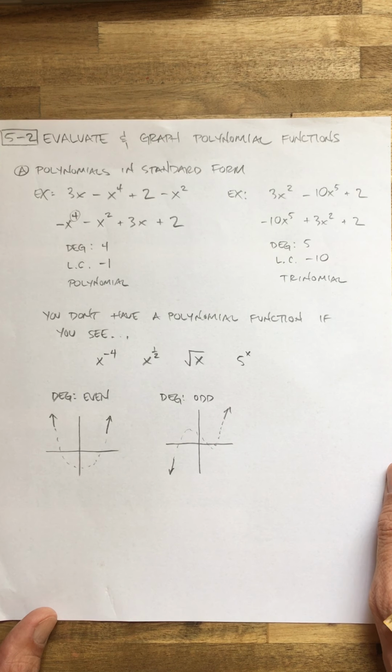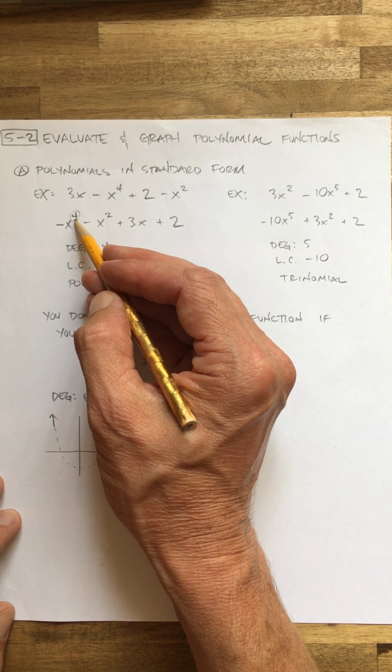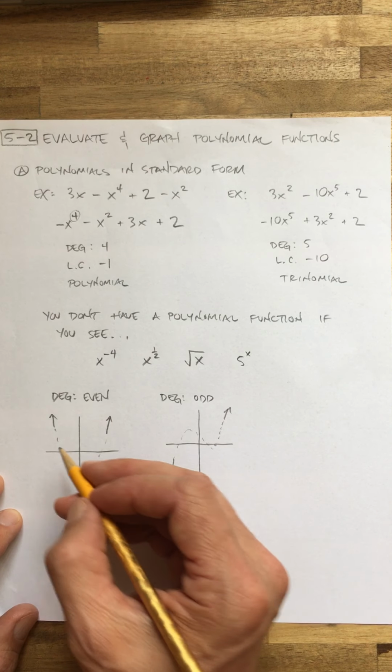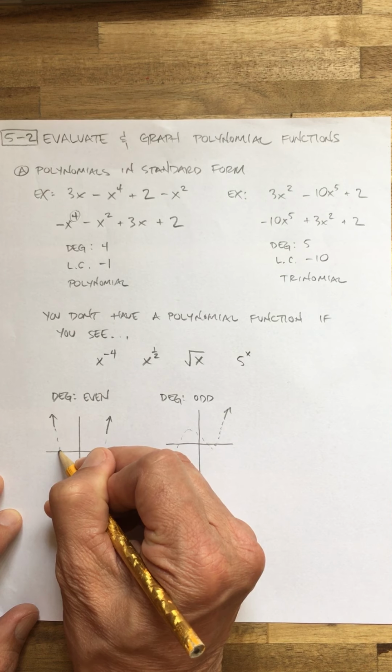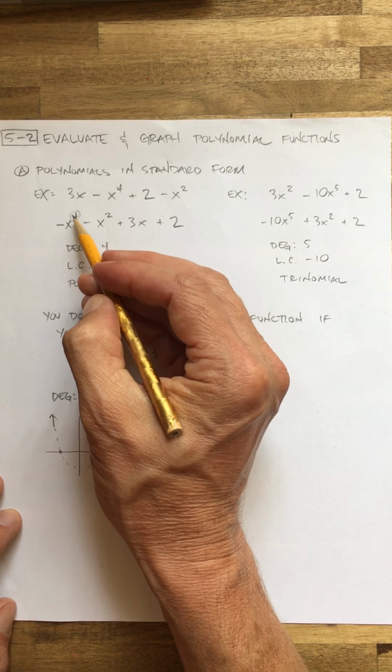Also, I want you to see that this guy right here, the degree is 4. It also gives you an idea of the maximum number of times it can cross the x-axis. So right here, it crosses, and it tells you how many zeros you have, how many real zeros you have.